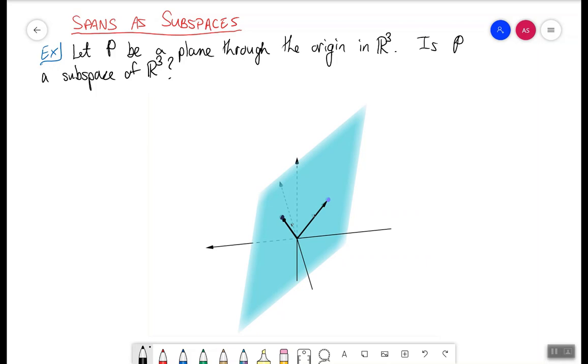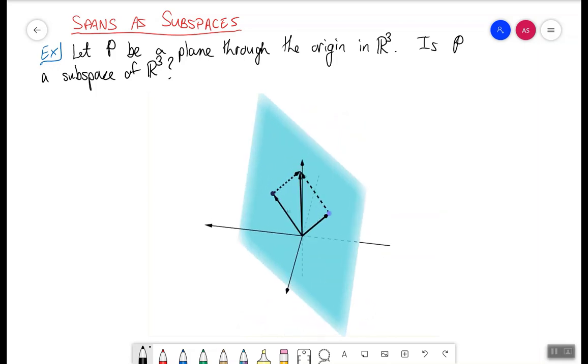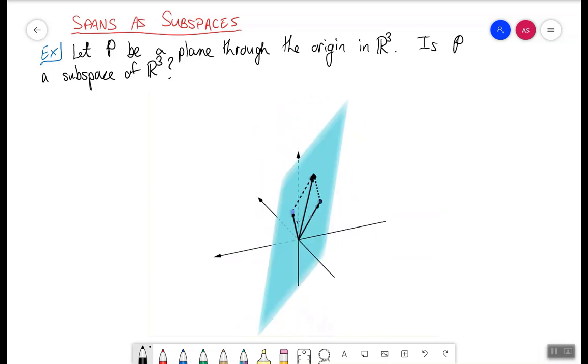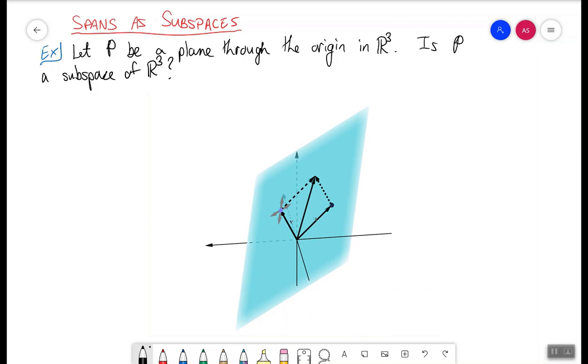The first thing we need to check is that if we add two vectors in our plane, we get somebody that's still in our plane. I have two such vectors here. Using the parallelogram rule, I can add them together to get this solid vector. As we can see, this solid vector is still in the plane. And the same is true when I move these vectors around. This suggests, but doesn't prove, that our plane is closed under addition.